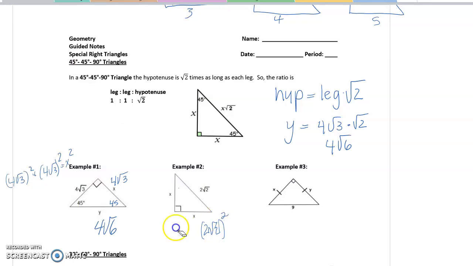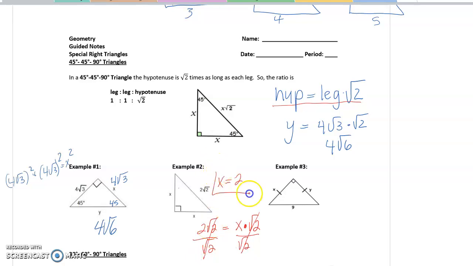I don't want to do all that. So what I'm going to do is, if I know the hypotenuse is 2 root 2, and I know it's leg times root 2, and one of the legs is x. This is multiplication. How do I undo multiplication? I divide by root 2. They cancel, and x is 2. Can you use Pythagorean? Sure. Some people will, but I do think this saves you time.